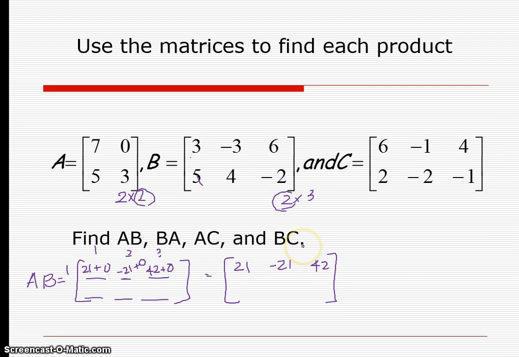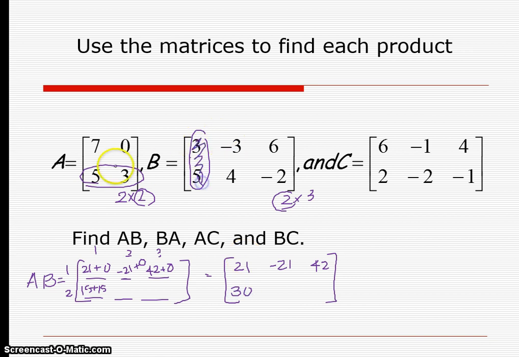Okay, so when I work on the second row, I'll be using the second row here, and then for the first element, I'll use the first column. 5 times 3 is 15, and then 3 times 5 is also 15, so I have plus 15, which gives me 30.